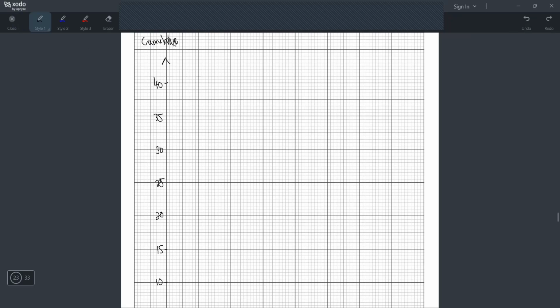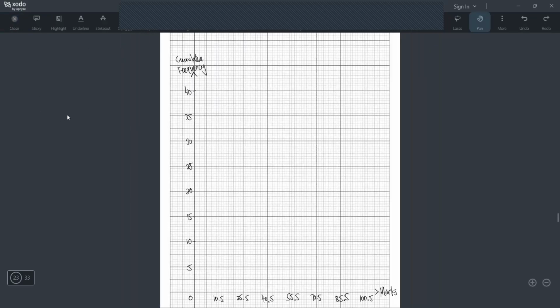Cumulative frequency, right? And let's not forget to draw the axis using a ruler. So let's draw it. Okay, so it will look like this. Let's make it nice and straight. Use your ruler lah, make sure you bring the ruler.